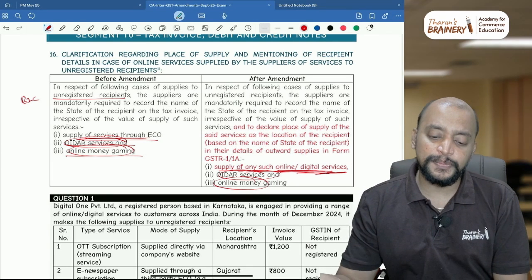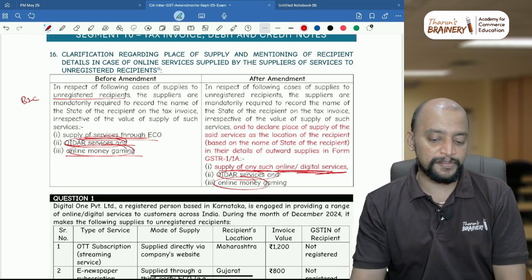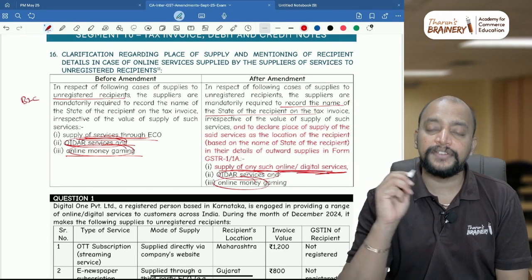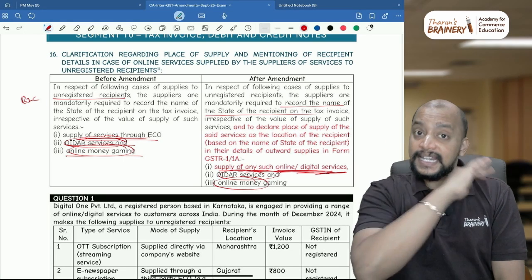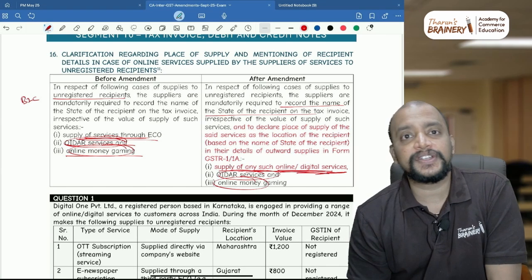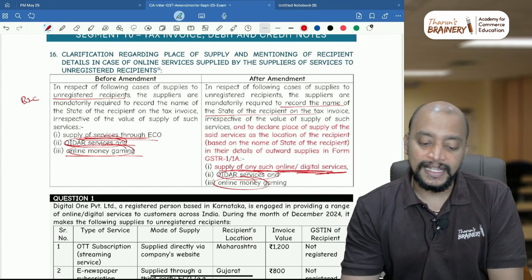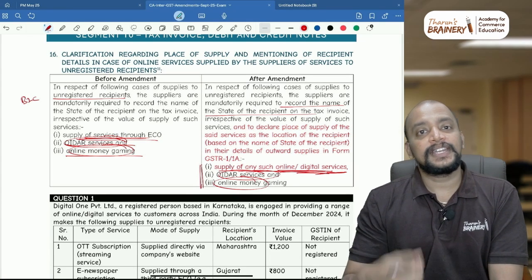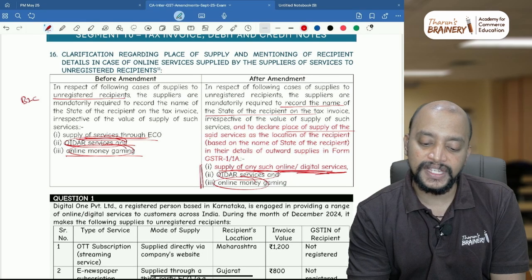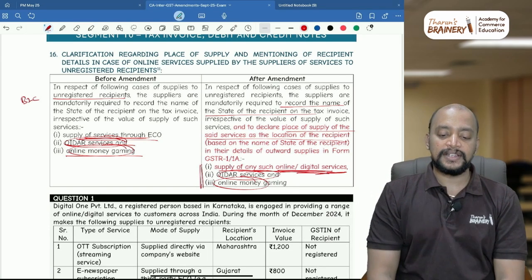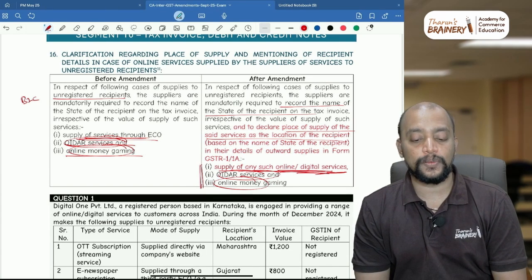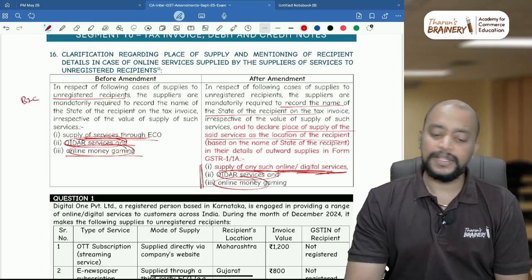In respect of the following cases of supplies to unregistered recipients, the suppliers are mandatorily required to record the name of the state of the recipient on the tax invoice irrespective of the value of supply of such services. And what should be taken as the place of supply? Location of the recipient. In these cases, the general provisions will be applicable. So the location of the recipient is to be taken, and declare the place of supply of the said service as the location of the recipient, based on the name of the state of the recipient, in the outward supplies in Form GSTR 1. That is the simple amendment.